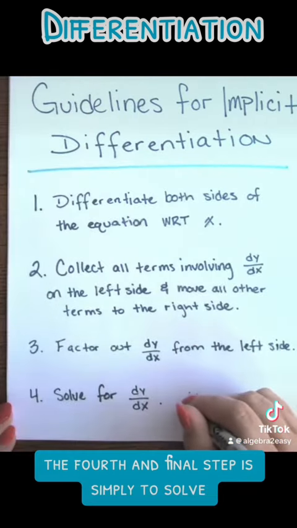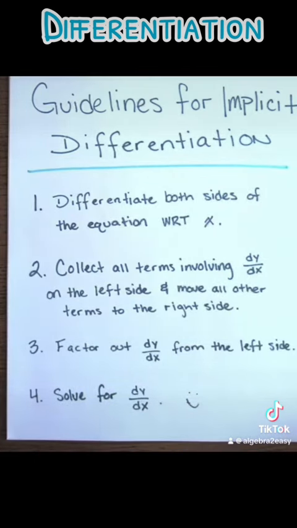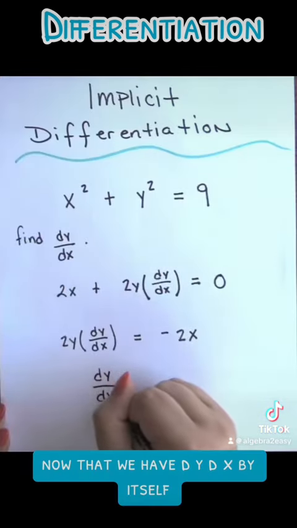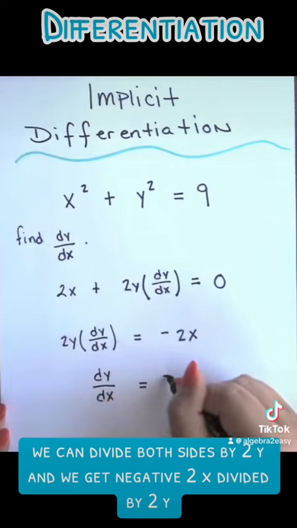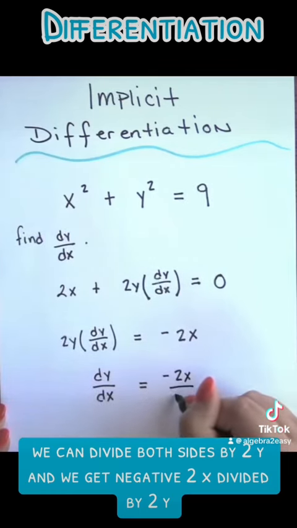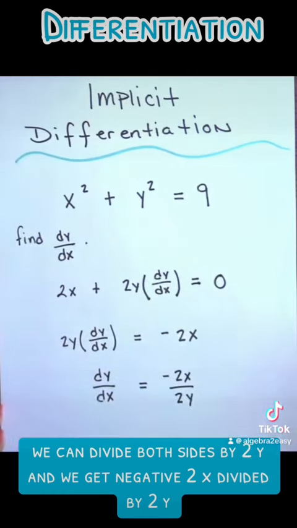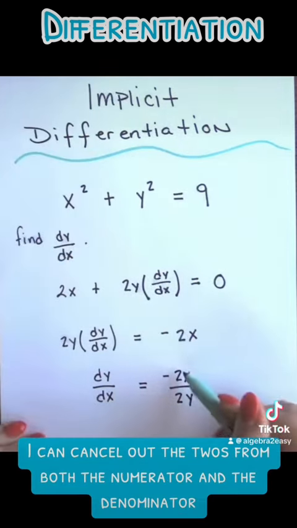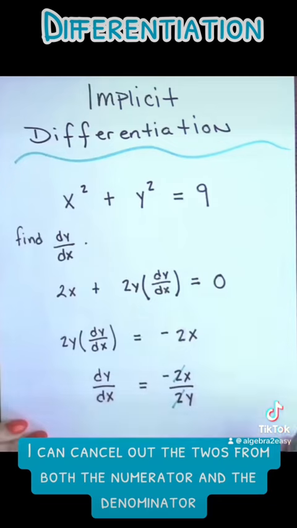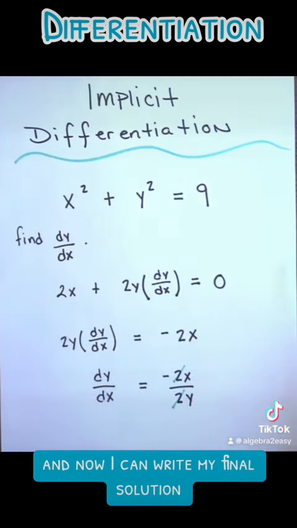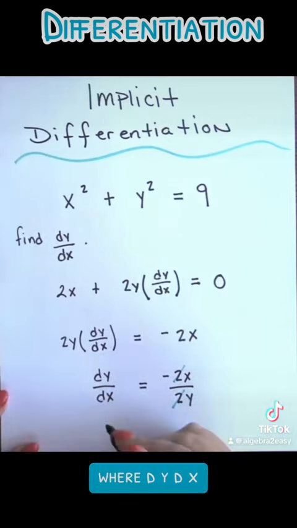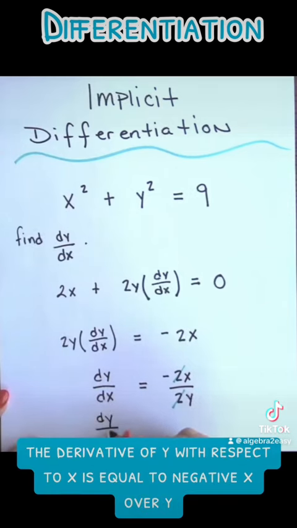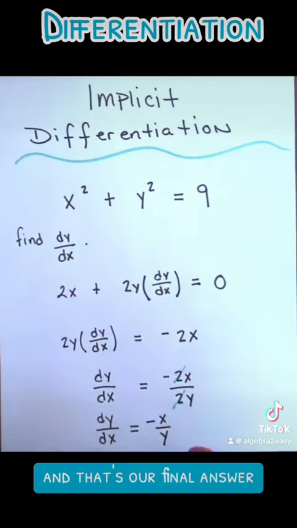And the fourth and final step is simply to solve. Now that we have dy/dx by itself, we can divide both sides by 2y, and we get negative 2x divided by 2y. You are going to be asked to simplify if possible. So in this case, I can cancel out the 2's from both the numerator and the denominator, and now I can write my final solution where dy/dx, the derivative of y with respect to x, is equal to negative x over y. And that's our final answer.